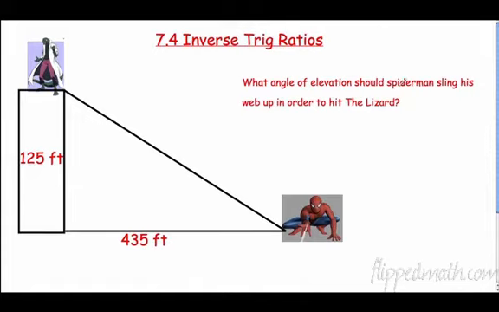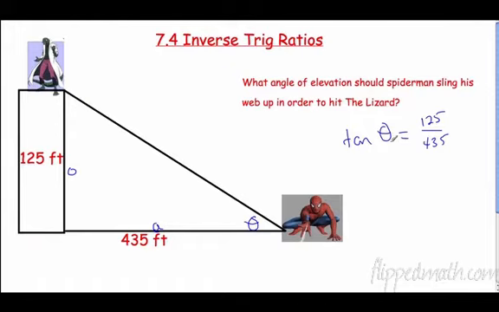What angle of elevation should Spider-Man sling his web up in order to hit the lizard? Well, Spidey's here, the angle of elevation, here's the horizontal, so this is the angle we're talking about. A lot of times I use this Greek symbol theta. If you just like x, that's fine. But we know this is going to be opposite, and we have adjacent, so what's opposite over adjacent? That's tangent. So the tangent of theta, or x, or whatever, equals 125 over 435.